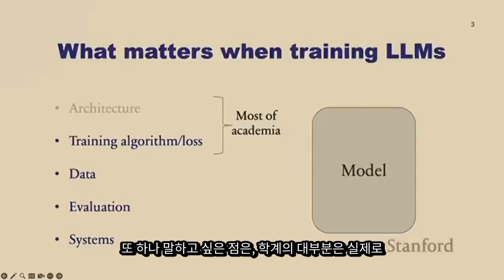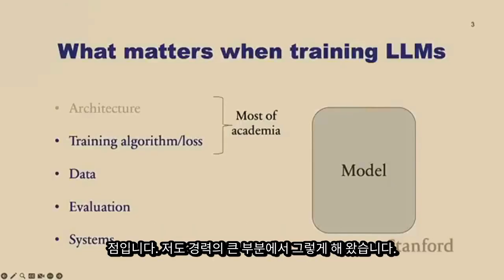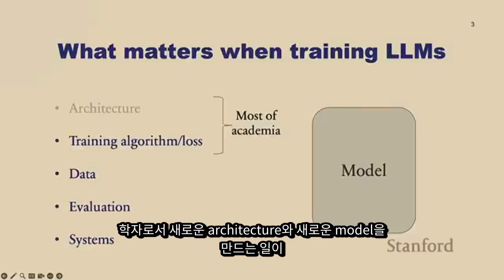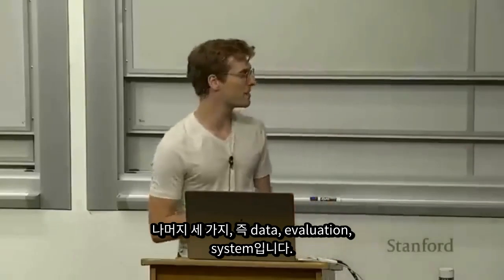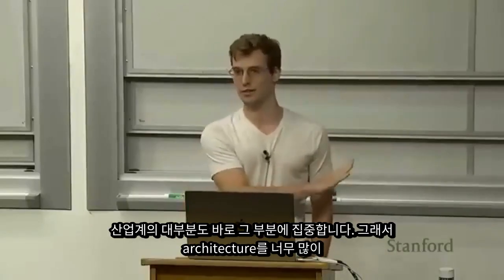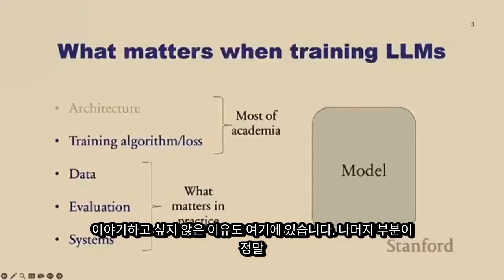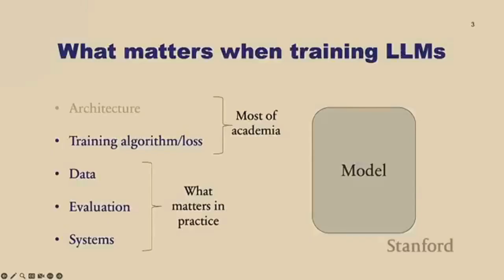Another thing to say is that most of academia focuses on architecture, training algorithms, and losses. As academics, and I've done that for a big part of my career, we like thinking that this is important: we make new architectures, new models, and it seems like it's very important. But in reality, honestly, what matters in practice is mostly the 3 other topics: data, evaluation, and systems, which is what most of industry focuses on. That's also one of the reasons why I don't want to talk too much about the architecture, because really the rest is super important.